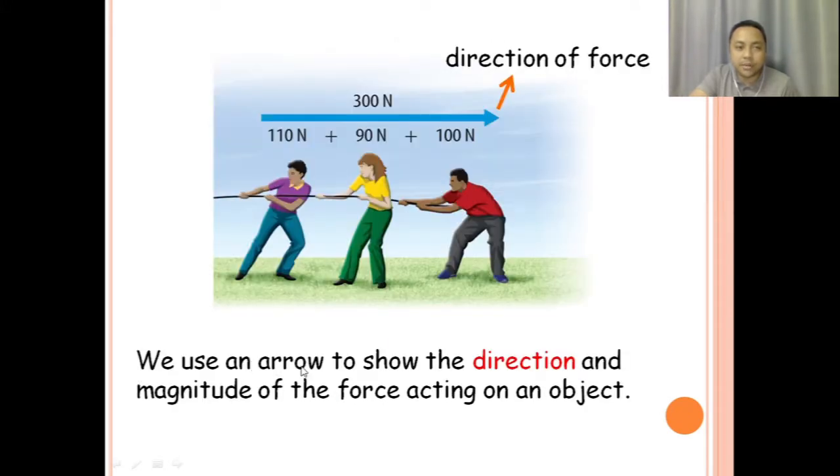We use an arrow to show the direction and magnitude of the force acting on an object. This is the arrow. And we can now tell the direction of force.